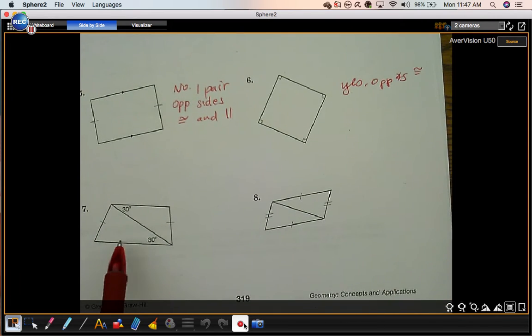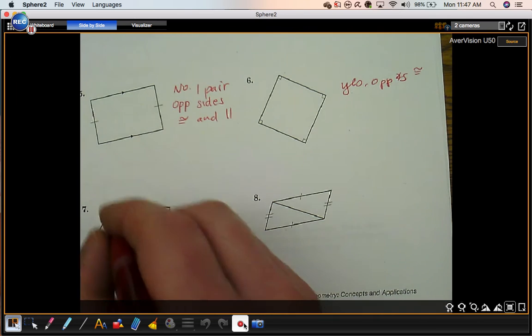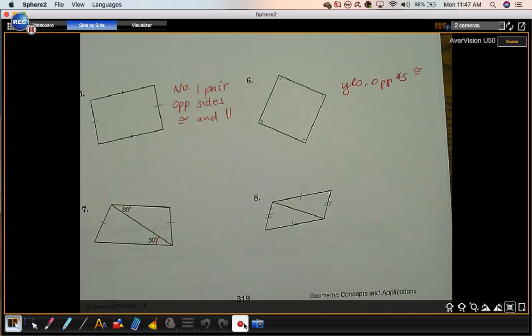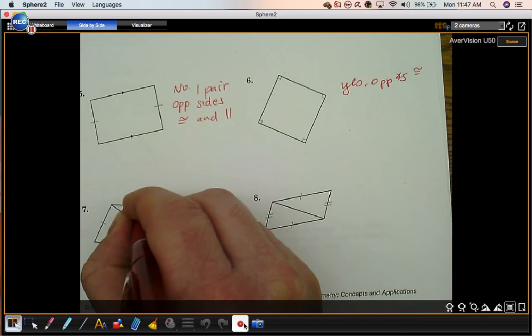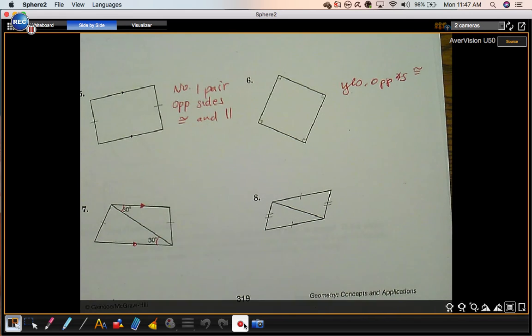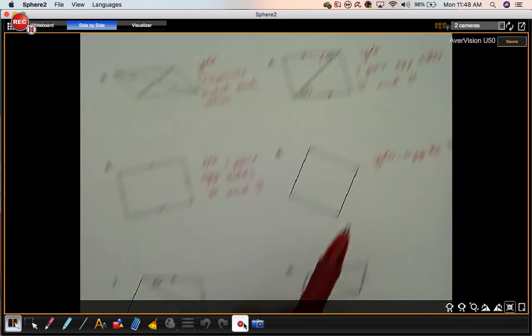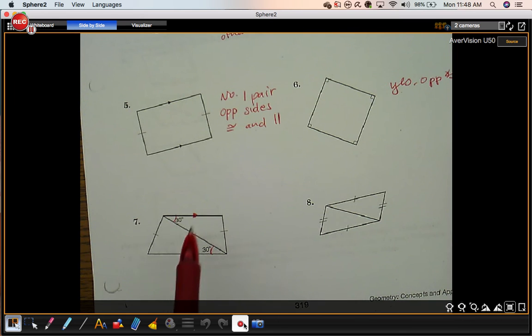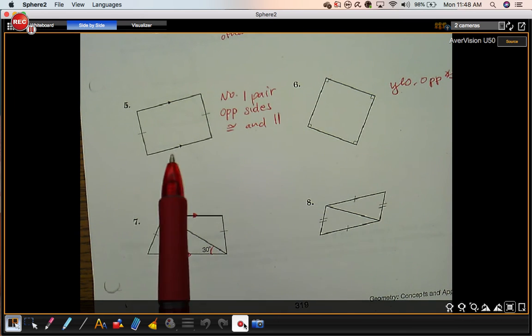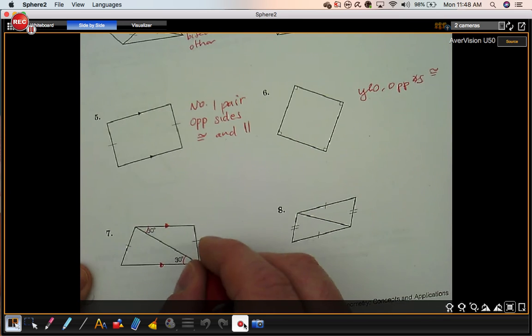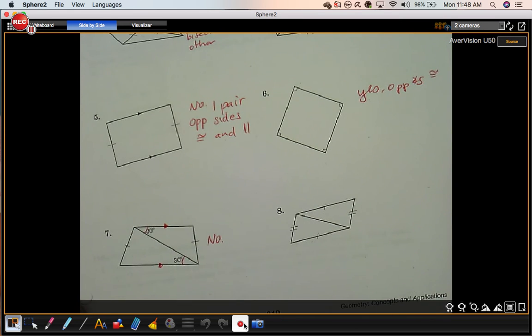Number 7, we have alternate interior angles that are congruent. That gives you parallel segments here. We have congruent segments there. So it's just like this one. This is probably a better representation of what the figure would look like than that. But it could look like that too. This is no. Same reason here.